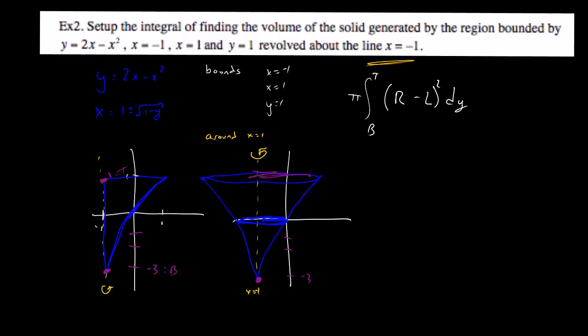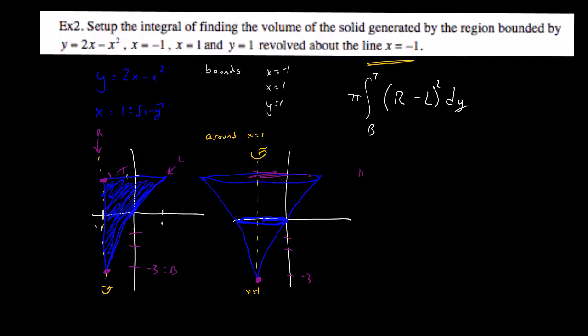Now we have our right function. Well, our right function is going to be this line right here, because that's the rightmost of the shape that we're spinning. And the left function is going to be this function right here, the leftmost part of the shape that we're spinning. So this is the shape that we're spinning. So we need the bottom, we need the top, we need the right function, we need the left function. So now let's fill in the information.